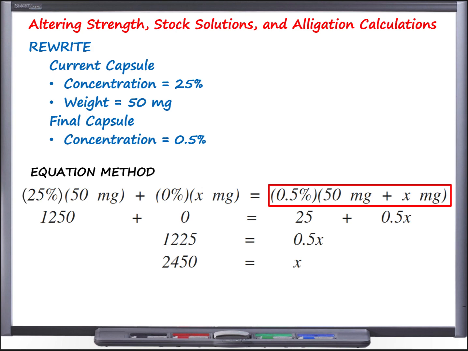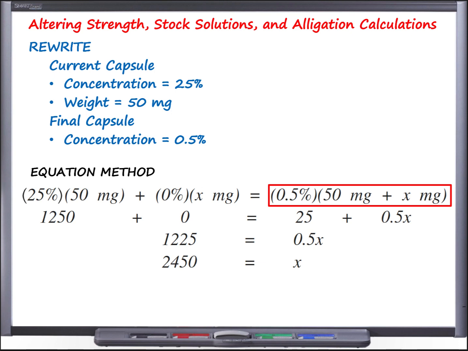What will we have as far as our total weight in the end? We know that because it's additive. There's only two things mixed together. We are mixing 50 milligrams of our initial capsule plus some X milligrams of additional diluent. We don't exactly know how much it is, but we have assigned the amount of additional diluent to X milligrams. So our final weight will be 50 milligrams plus X milligrams. That will be the total weight of powder we have, and we want that concentration to be at 0.5%.